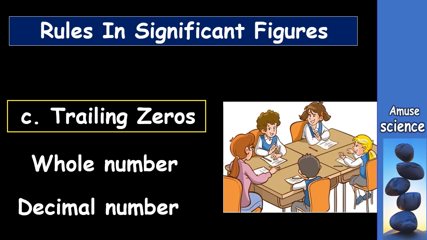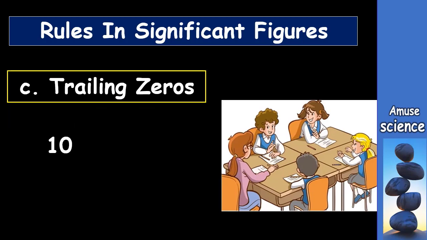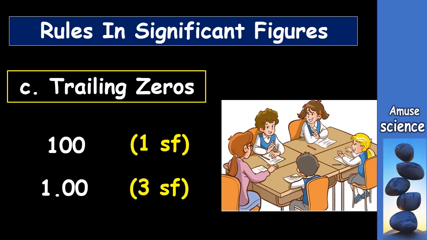So for example, if you have 100, the two trailing zeros are non-significant. In this case, there will be only one significant figure in this number. But if I have 1.00, though there are two trailing zeros, because they are found in the decimal numeral, they are counted as significant. So the numeral will have three significant figures. So this is the basic understanding we have to deal with significant figures.